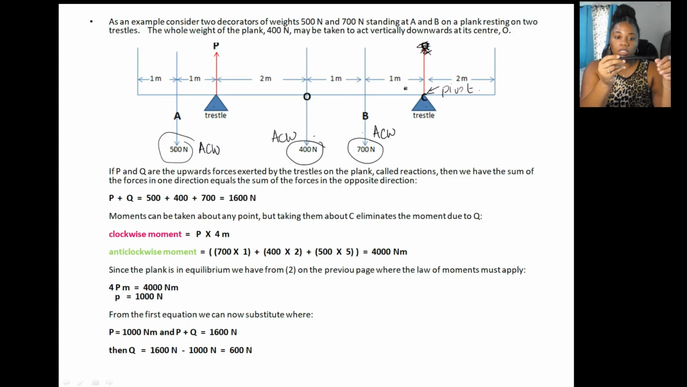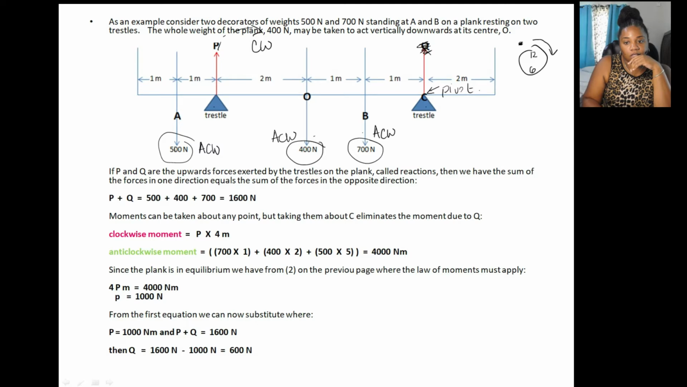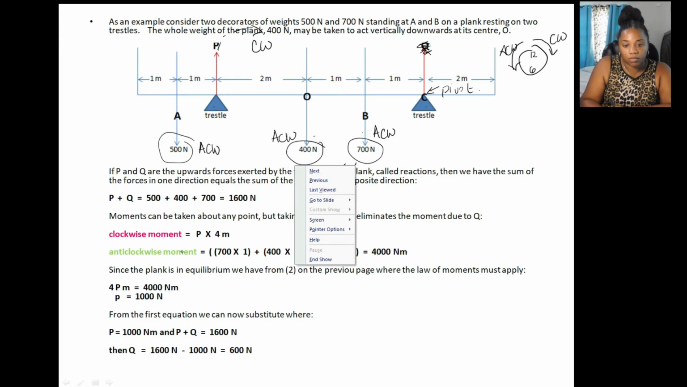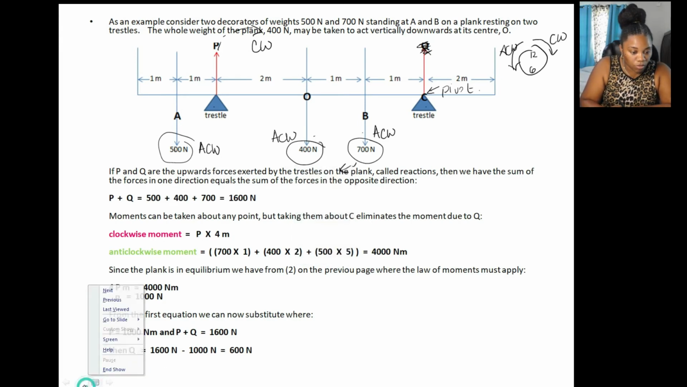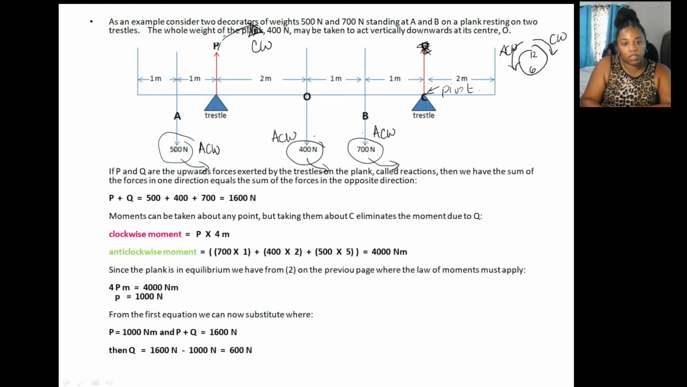However, if we go from C to P and move it upwards in that direction, it would eventually go clockwise, right? So remember the clock. If you have a clock, clockwise is this direction, and the anti-clockwise will be going this direction. So this will be going this way, this way, and this way. And that will be going the opposite direction like that.